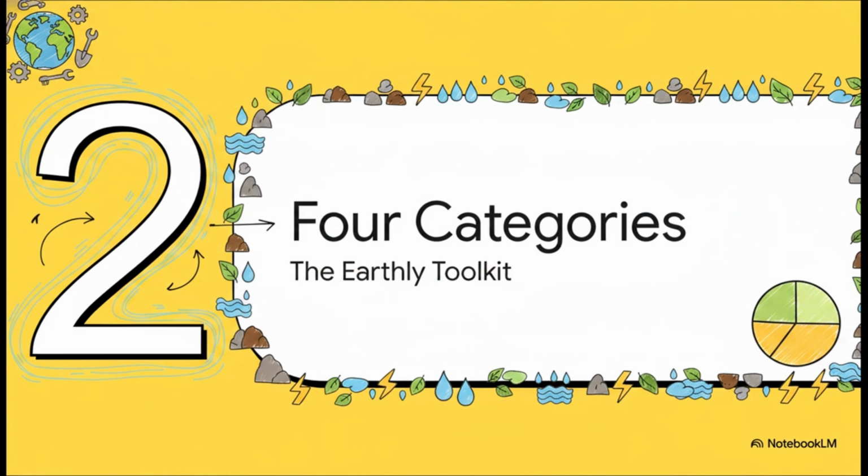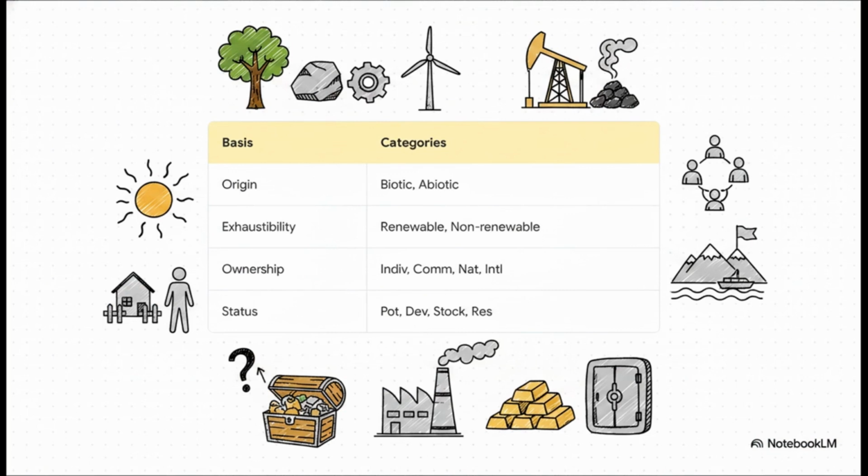Moving right along to Section 2, the 4 resource categories. Now, what's really interesting about this breakdown is how it perfectly organizes everything we rely on. To understand the sheer complexity of our planet, we classify everything into 4 distinct buckets. First up, by origin. Are they living, biotic things, like forests, or abiotic things, like metals? Then we categorize them by exhaustibility. Is it renewable, like solar power, or non-renewable, like fossil fuels?